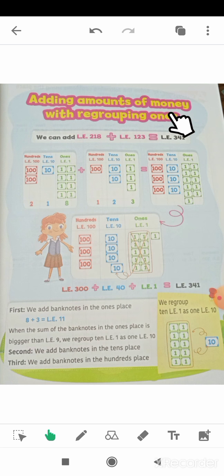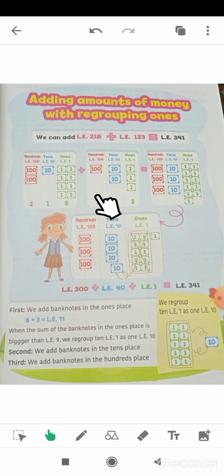Adding amount of money with regrouping ones. In the first term we already took regrouping. My song is: when I see 10 or more, circle 10, cross and move. So we have here an example. We have 218 plus 123.